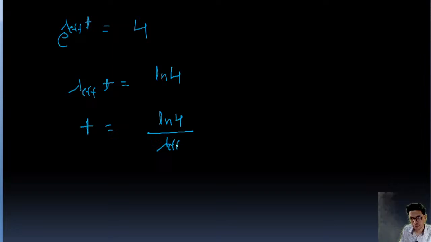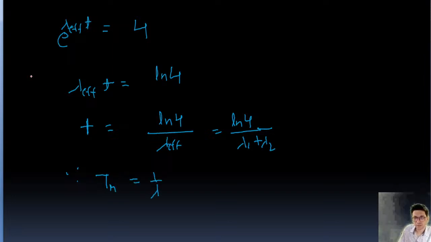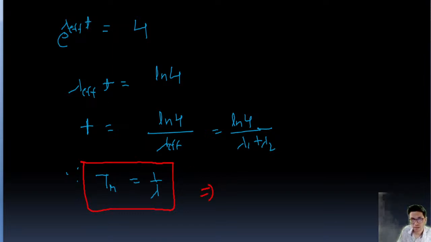Lambda effective value, we know that lambda effective is equal to lambda 1 plus lambda 2. Now here, since we know the mean lifetime tm is equal to 1 upon lambda, this I have already explained. So the mean lifetime is equal to 1 upon lambda, where lambda is the decay rate. So from here this implies lambda is going to be 1 upon tm, the mean lifetime.